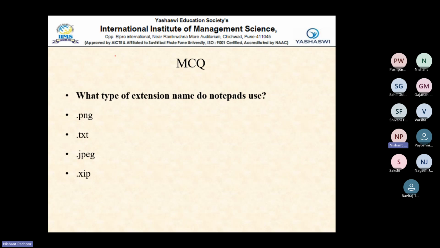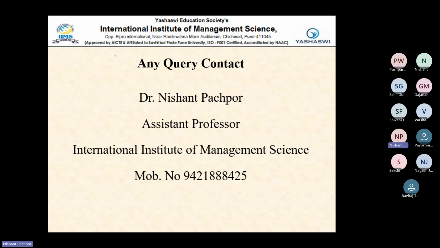What is a PDF long form? It can also be asked like this. Portable Document Format is the answer. This is a correct answer. Okay, this is for today's computer concept.